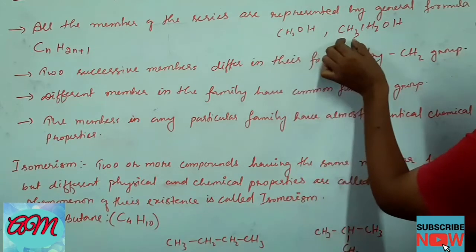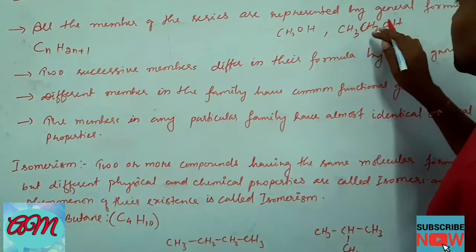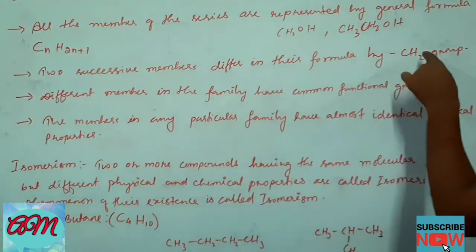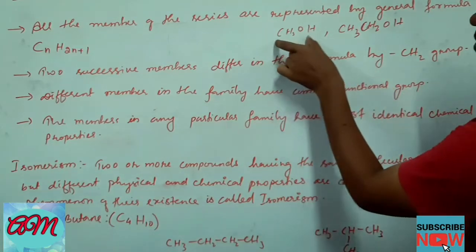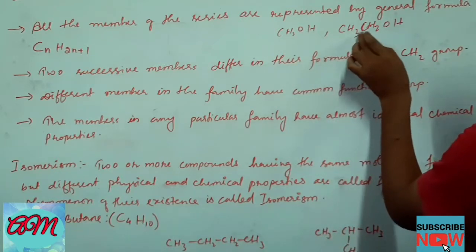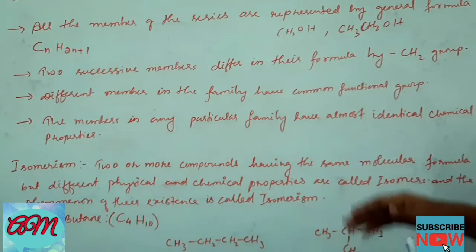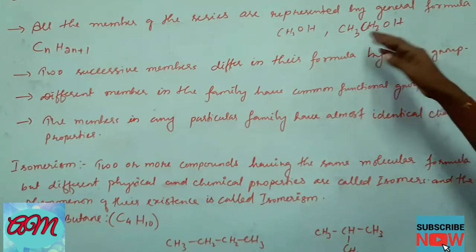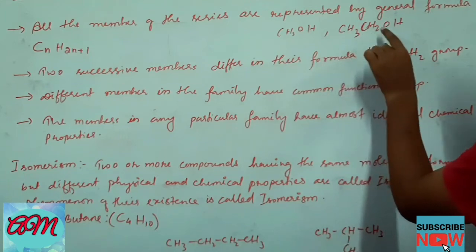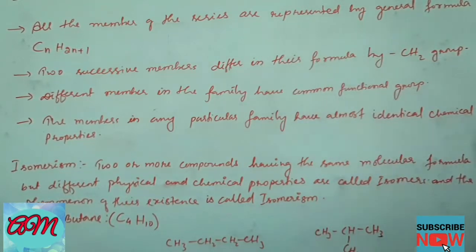So these two successive members of the alcohol family, they differ in what? Here you see CH3OH, and the other is CH3CH2OH. Their molecular formula only differs by what? CH2. That is the meaning of this: two successive members differ in their formula by CH2. That is the meaning of it. Okay, got it? So now we will go to the third.